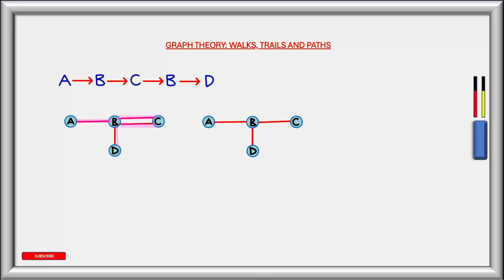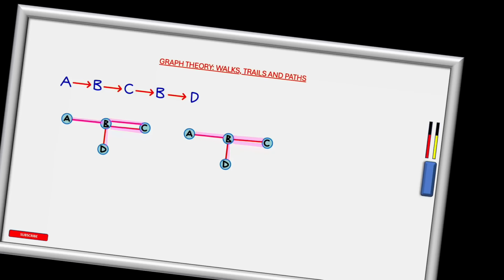If, however, we had this scenario where there's just a single edge between vertex B and vertex C, so we could go from A to B, B to C, and then using the same edge from C to B, and then from B to D. And in this scenario, it would be classified as a walk because we've used the same edge twice.